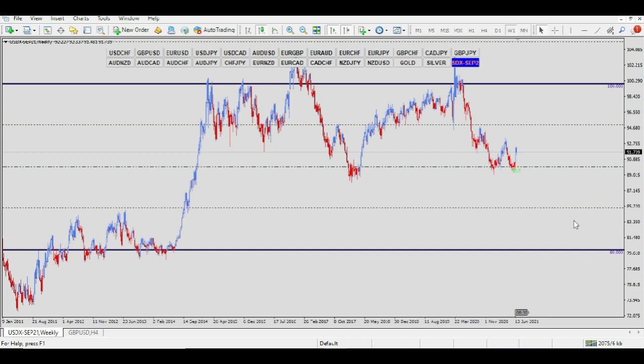So this analysis is on a weekend. The market might decide to do some other thing. A war might break out somewhere. A disaster might happen somewhere, so it might invalidate all these ideas. Okay, so let's get into it.